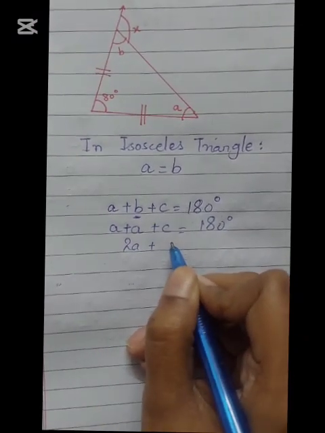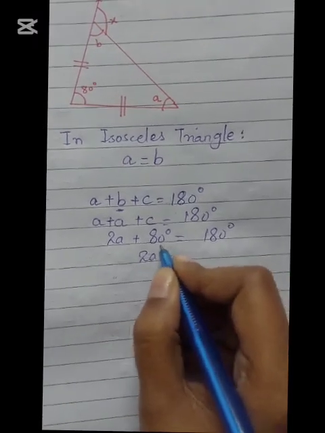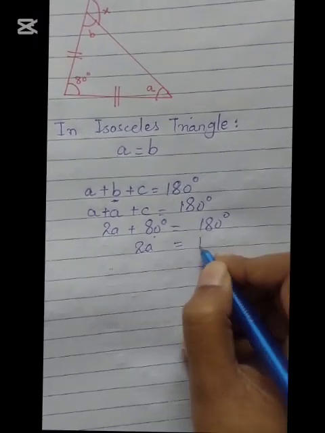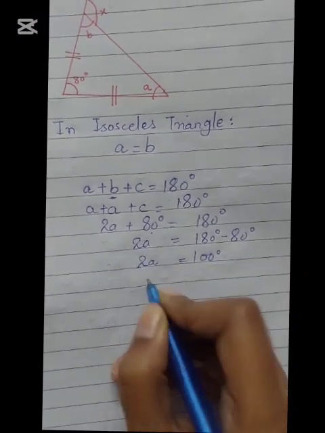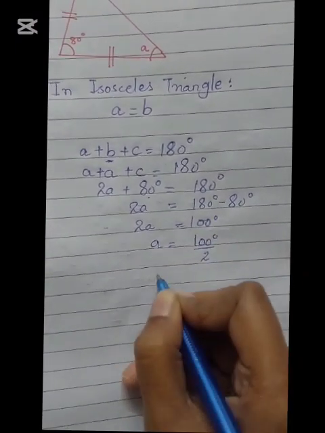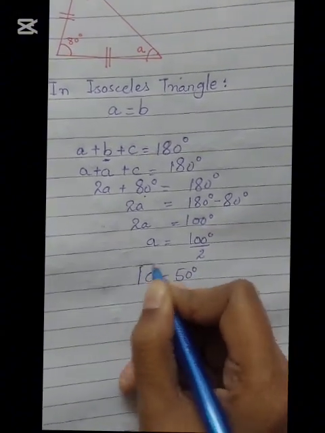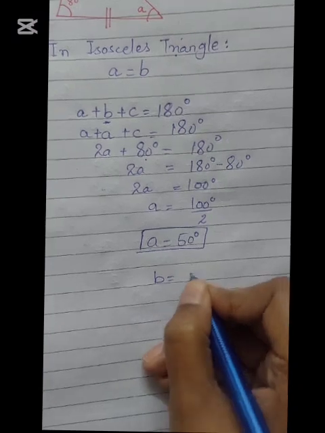2A plus C, the third angle, 80 degrees, equals 180 degrees. Here 80 is plus, after transposition it will be minus, giving 100 degrees. Here 2 is multiplied with variable A, after transposition it will be divided. So the answer is 50. So angle A equals 50 degrees, and due to the isosceles triangle B is also equal to 50 degrees.